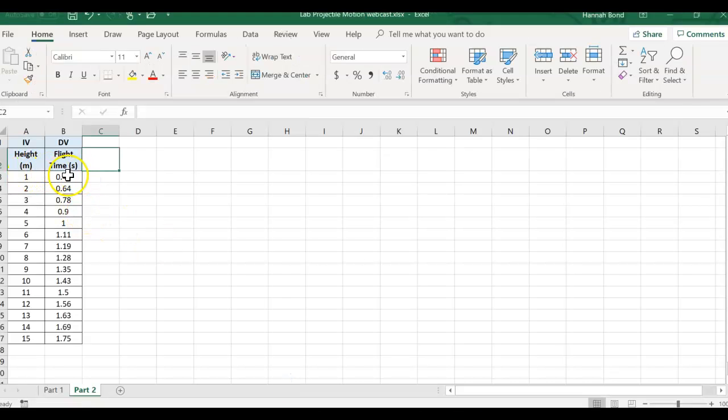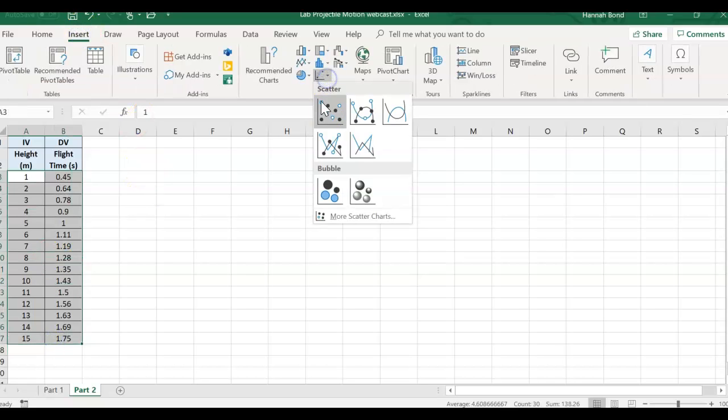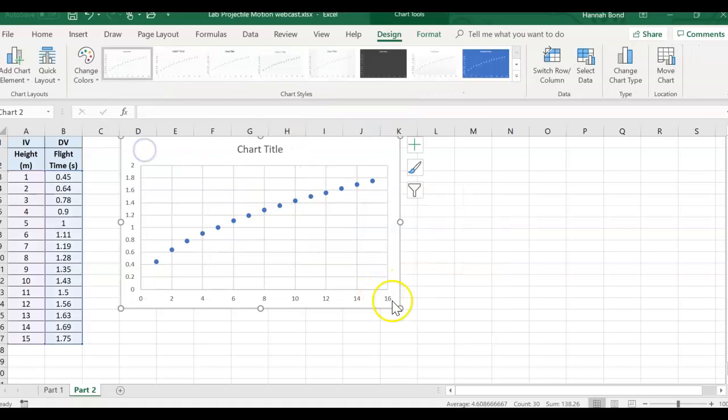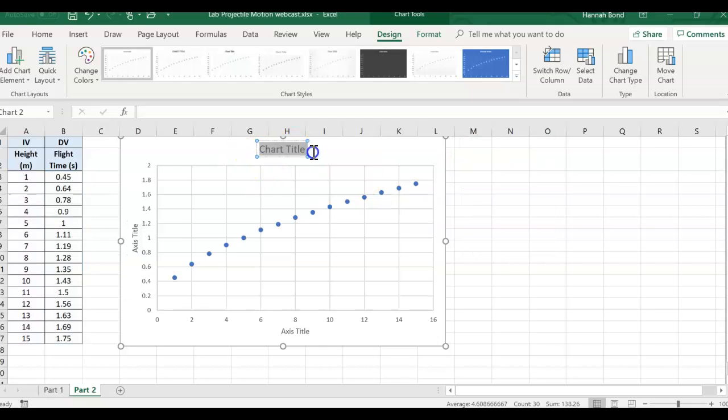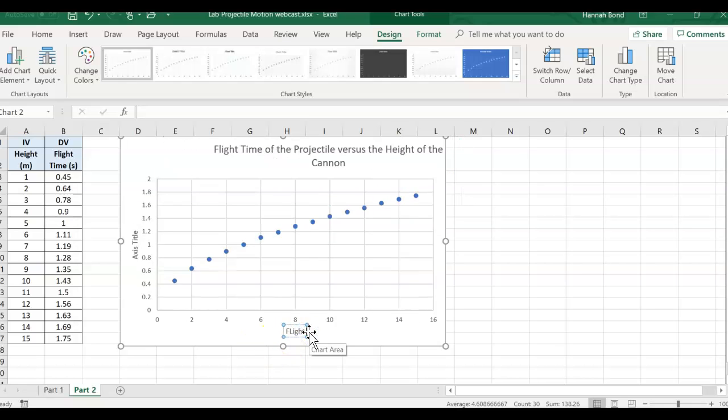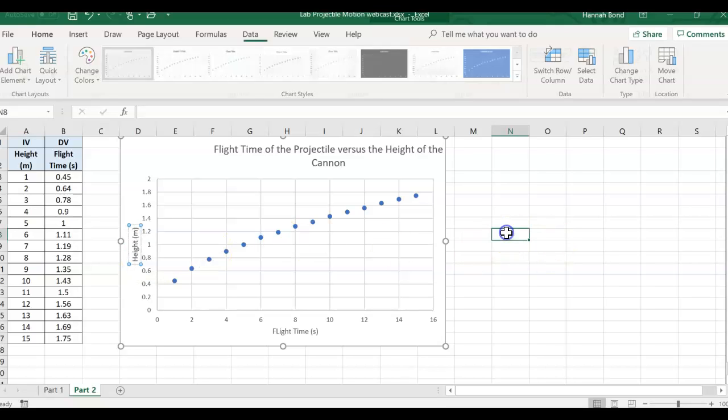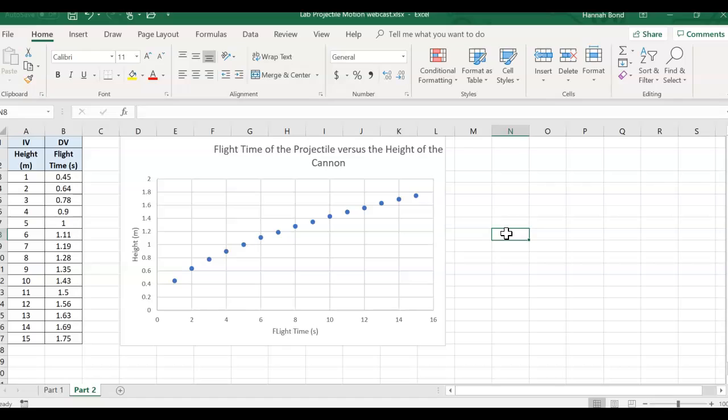So I've got my height and my flight time, and so I'm just going to highlight these numbers and insert a scatter plot. Okay, so let's first label this so we remember what it is. So this is the flight time of the projectile versus the height of the cannon. Okay, and so I have flight time in seconds, and I have height in meters.